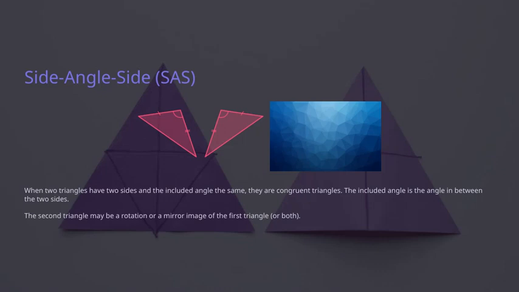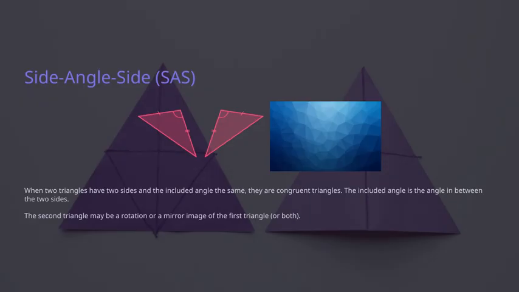Now let's talk about the side-angle-side, or SAS, congruence rule. When two triangles have two sides that are the same length and the angle between those sides, the included angle, is also the same, then the triangles are congruent. It's important to remember that the included angle is the one right in between those two sides.